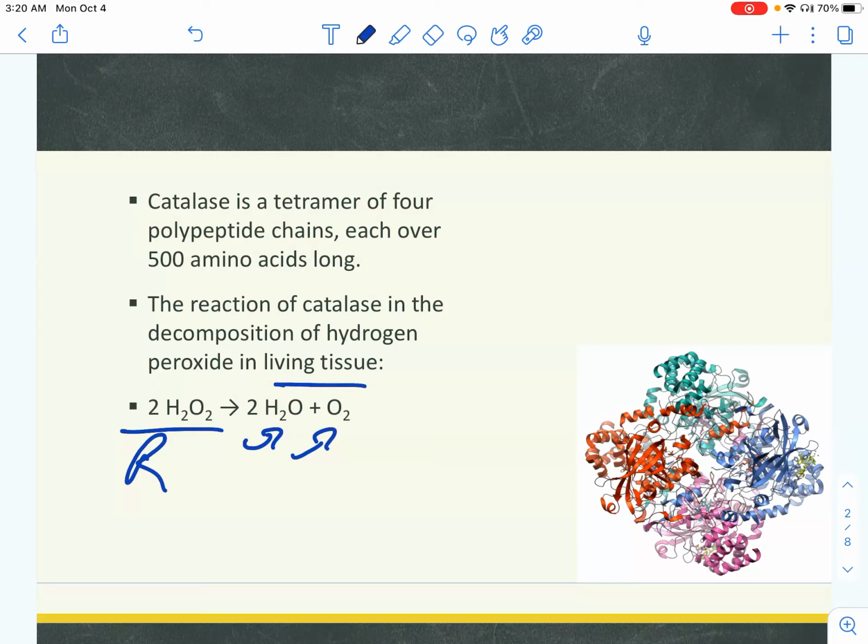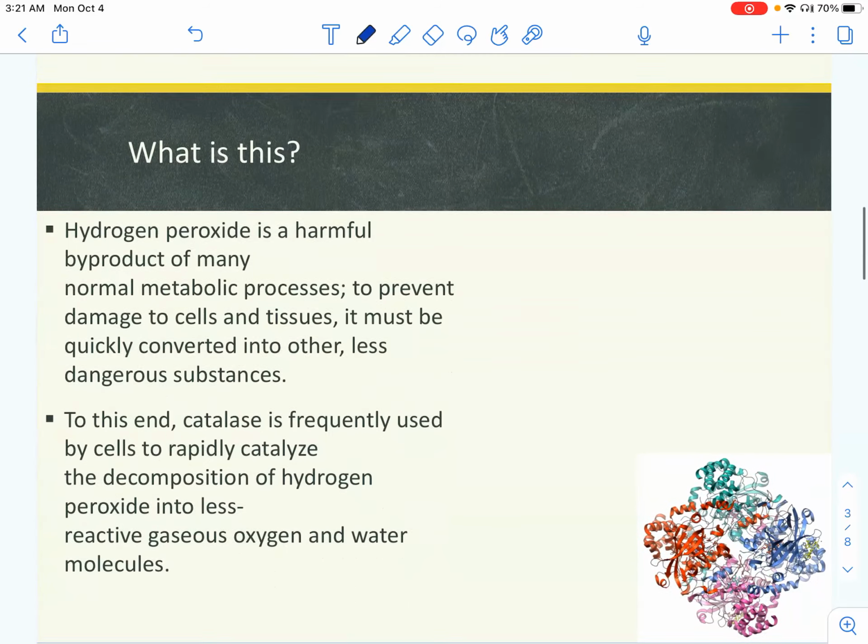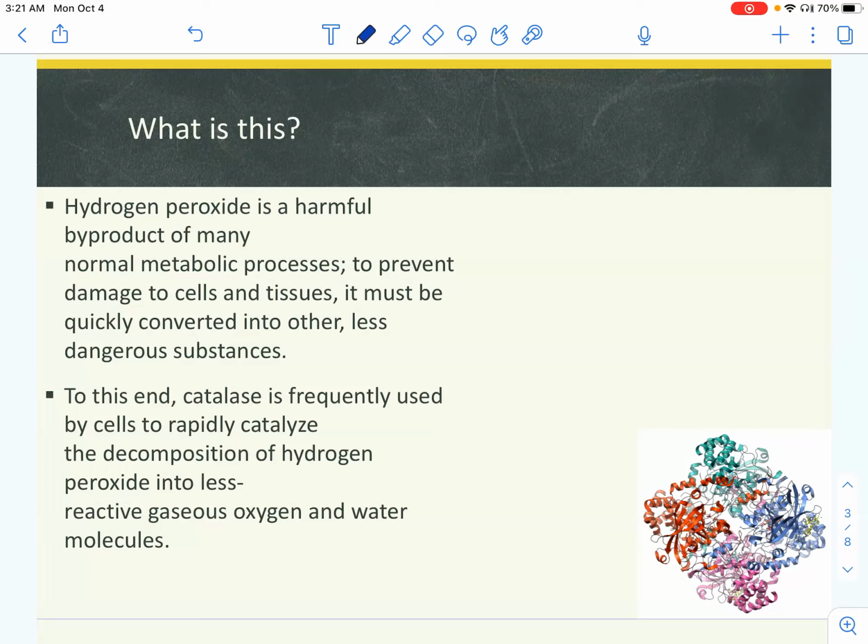So it happens in living tissue, happens in you. I'm sure you remember our experiment of a couple of days ago. So this is the reaction that it catalyzes. Again, speeds up very quickly. So hydrogen peroxide, why is this important? Because it's a dangerous substance. It happens from metabolism normally, but it has to be converted into less dangerous substances. So catalase is used to quickly do this.